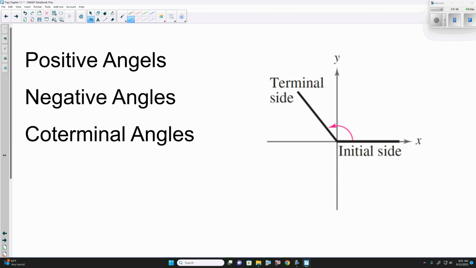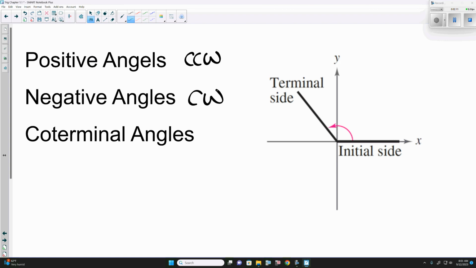Positive angles, negative angles, and coterminal angles. A positive angle is going to be going counterclockwise. That is what we're going to consider positive angles. And this is mainly in reference to a Cartesian plane, a coordinate plane. Because if we're looking at the XY coordinate plane, we're talking about angles going in a counterclockwise direction. Negative angles are going to be clockwise.